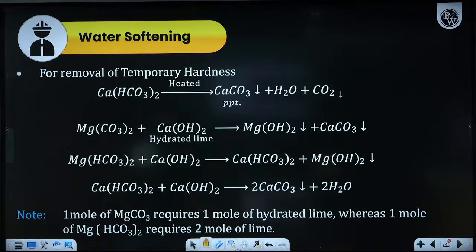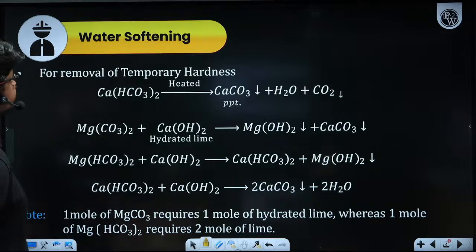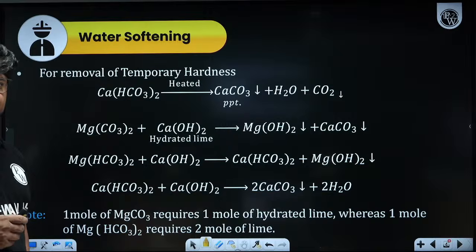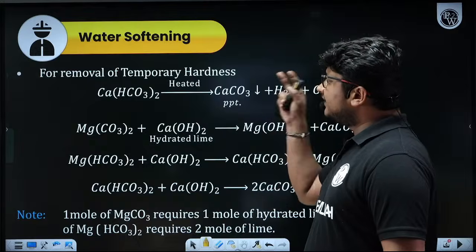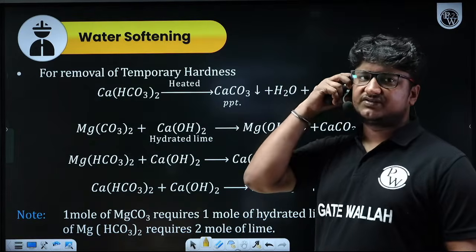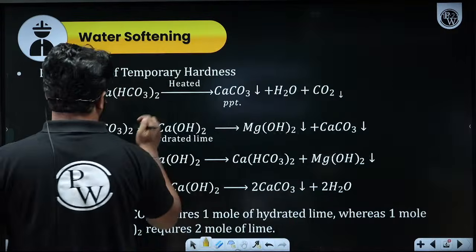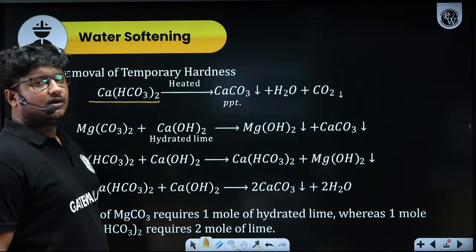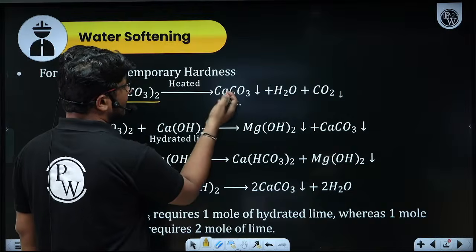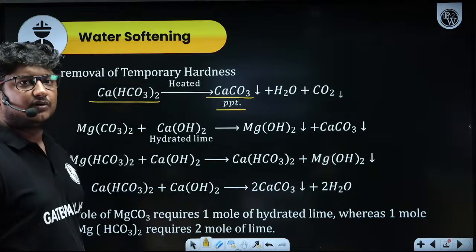Now, see here. In the water softening process, the process is basically removal of hardness. First, if you want to remove the temporary hardness, what will you generally do? For temporary hardness removal, let's say if the water has calcium bicarbonate, you will heat that water. After heating, the calcium bicarbonate will be converted into carbonate in the form of precipitates. It will get settled down.